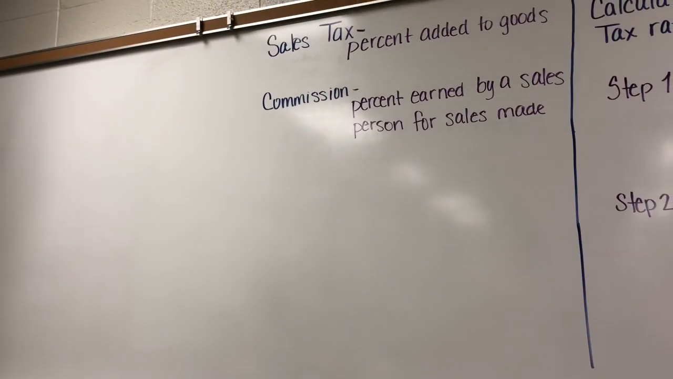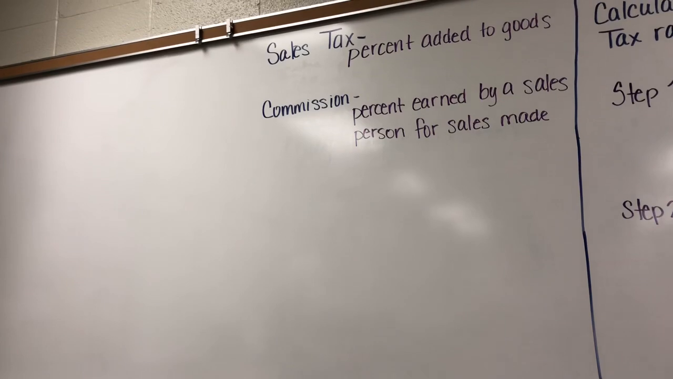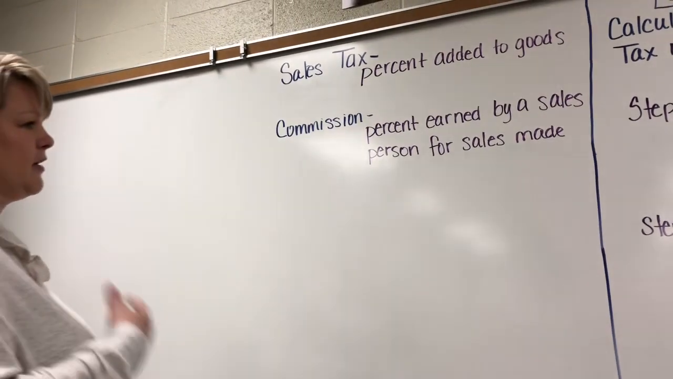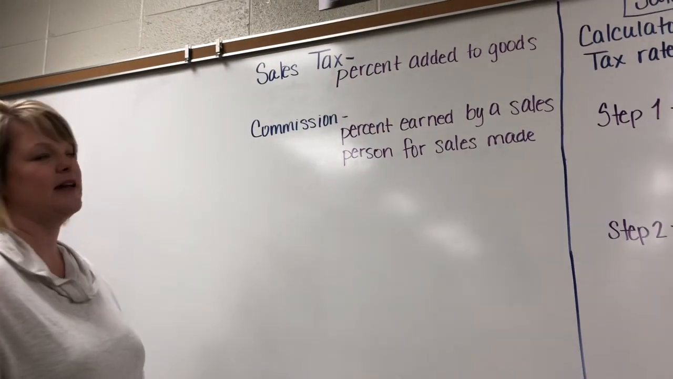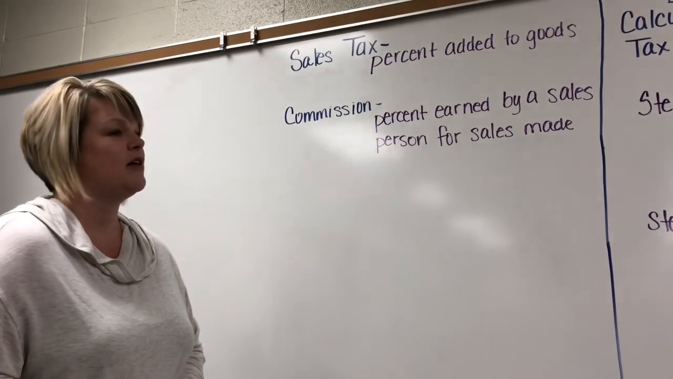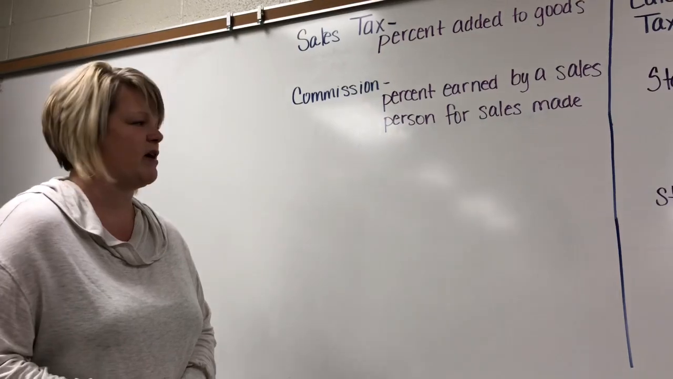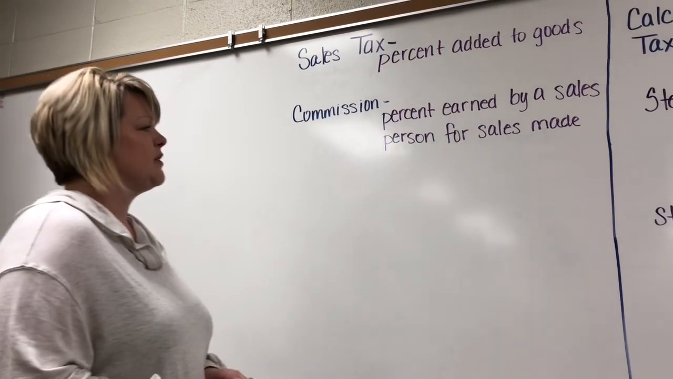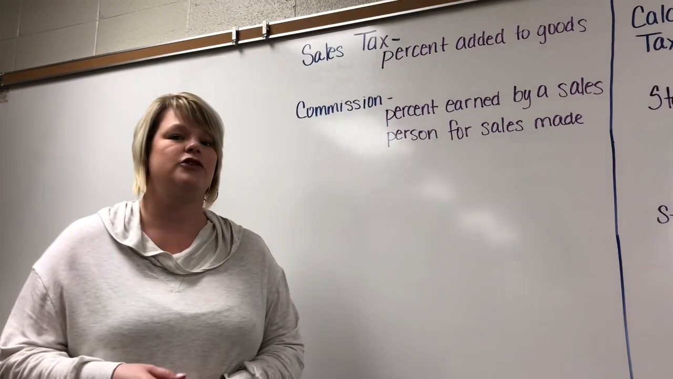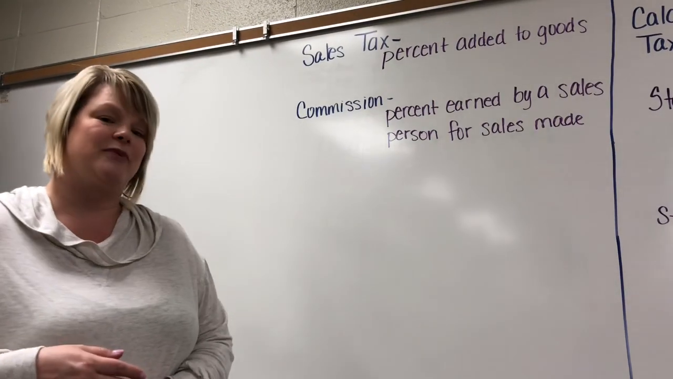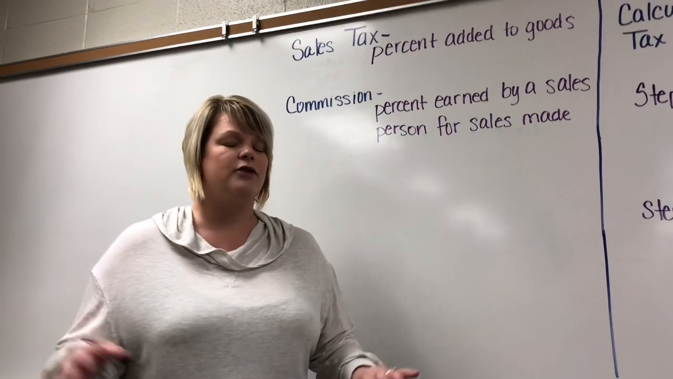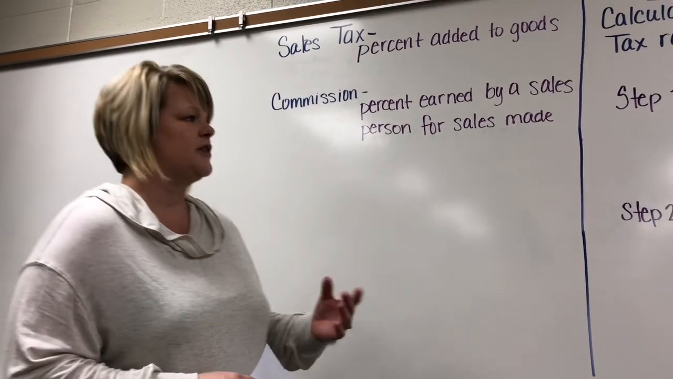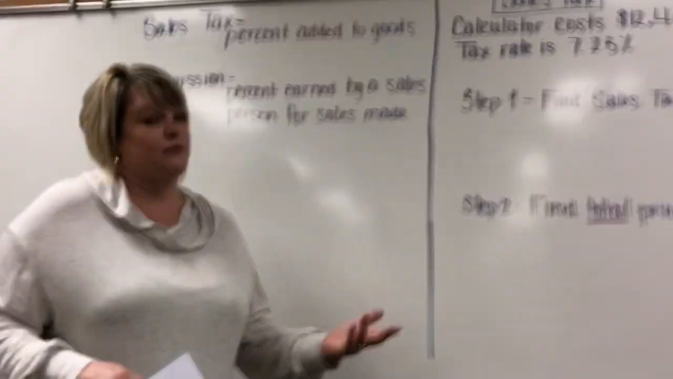First things first, sales tax is the percent added to goods. You guys know what that is. When you go to the store, you get to the register, they charge you tax. In Indiana, it's 7%. So 7 cents for every dollar you spend. Commission is the percent earned by a salesperson for sales made. So furniture salesman, car salesman, house salesman, all of those people work for commission. So we're going to talk about that today. Let's start with the sales tax because it's real life right here.